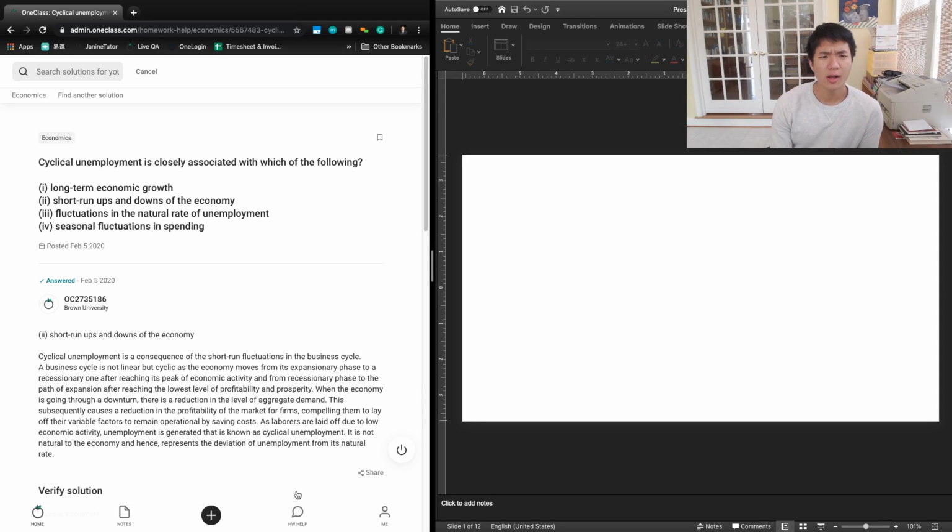Just as a quick refresher, we have to identify what cyclical unemployment is. We know there are 3 main types of unemployment: frictional unemployment, structural unemployment, and cyclical unemployment. Cyclical unemployment is unemployment that is a result of fluctuations in the business cycle. If you recall from your lecture notes, a business cycle has 4 stages: trough, expansion, peak, and recession.